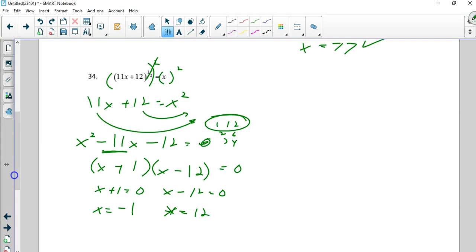Now we got to plug them in. If I plug in negative 1, I get 12 minus 11, which is 1. Square root of 1 is 1. So I end up with the statement 1 equals negative 1. Obviously not true, so this is extraneous. Let's try 12. 12 times 11 is 132, plus 12 is 144. Square root of that is 12, and 12 does equal 12, so we are good to go.